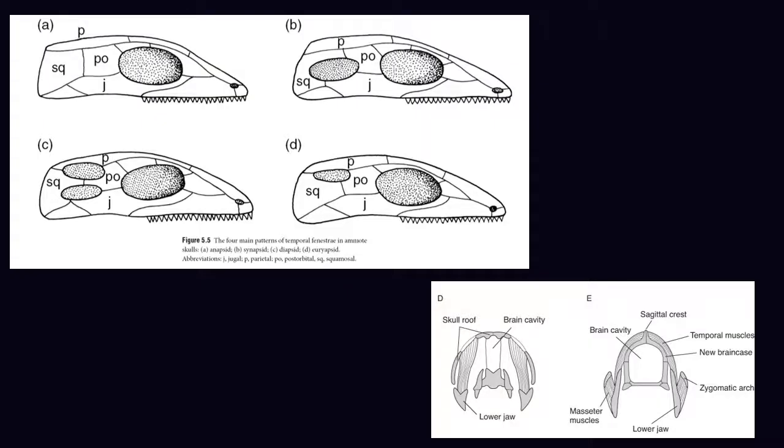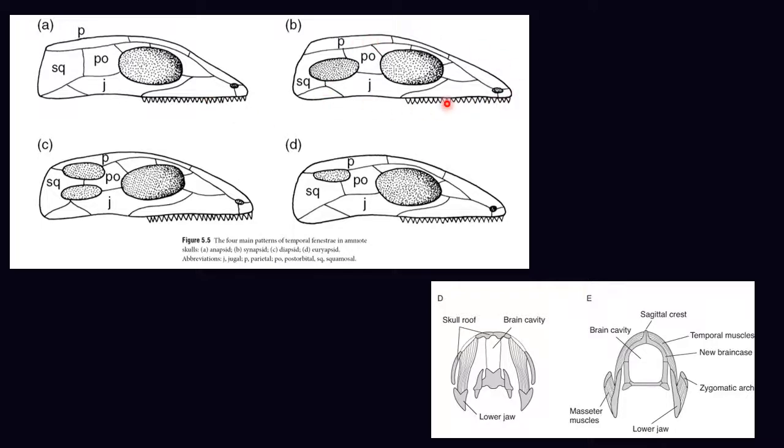Overall, we can divide all vertebrate skulls into a couple of major categories. And here we can see in this figure I've taken from a text, we have 4 skulls. Up here in the upper left, this is called the anapsid skull, or kind of the primitive amniote condition, where the only hole in the lateral margin of the skull is the eye. So here would be the eye socket right here, and that's the only opening in the side of the skull.